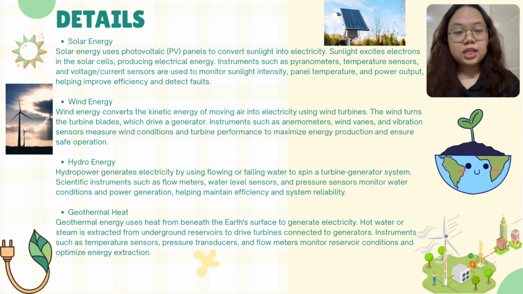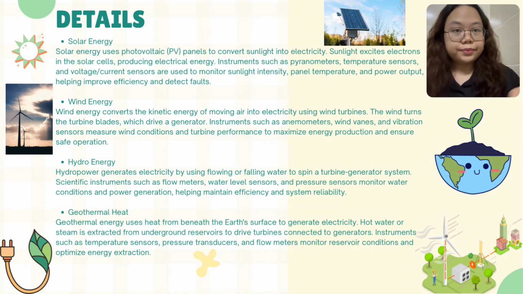Scientific instruments such as flow meters, water level sensors, and pressure sensors monitor water conditions and power generation, helping maintain efficiency and system reliability. Last but not least, geothermal energy uses heat from beneath the Earth's surface to generate electricity. Hot water or steam is extracted from underground reservoirs to drive turbines connected to generators. Instruments such as temperature sensors, pressure transducers, and flow meters monitor reservoir conditions and optimize energy extraction.